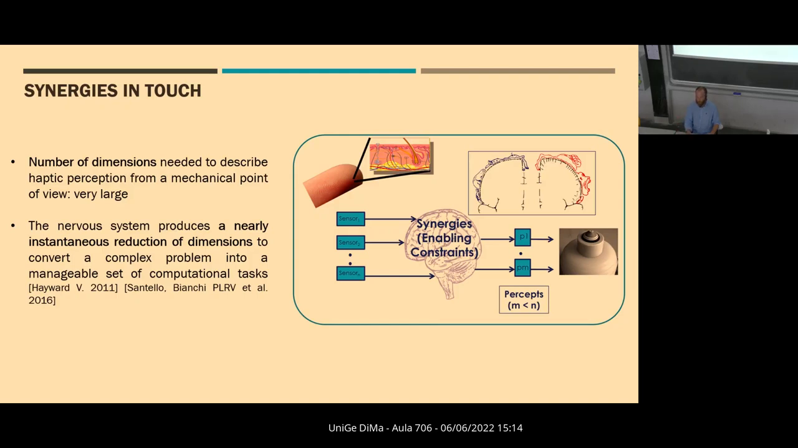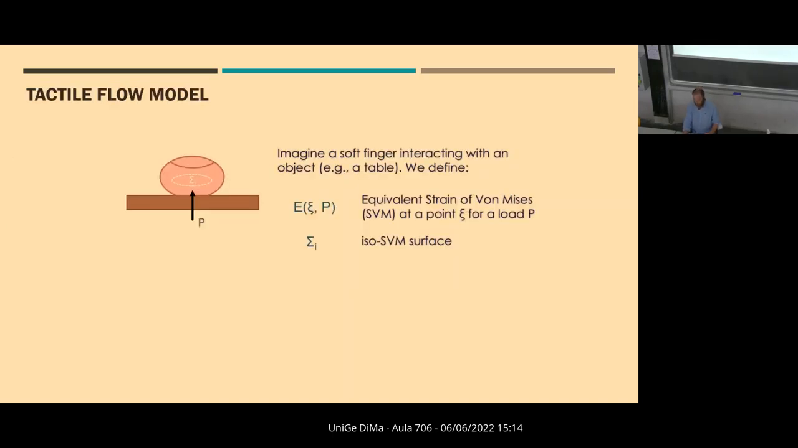And also in this case, we can consider this simplification, these mechanisms to manage this abundance, as something that we can use for designing interfaces that can interact with the human in a meaningful way. And one of these mechanisms, and I will go quickly, is the tactile flow model. It's a model that we proposed in Pisa, and basically it is the haptic counterpart of the optic flow model.